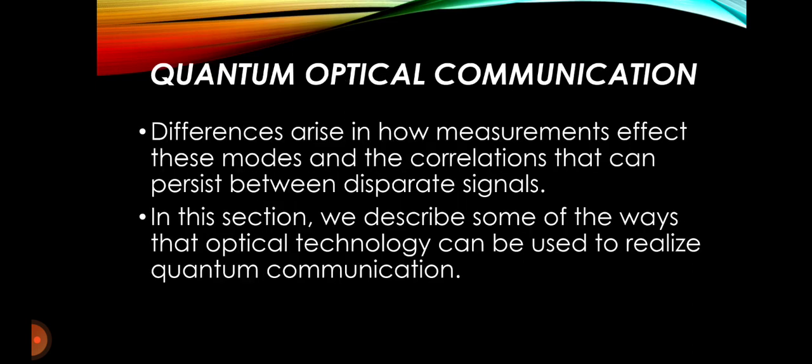Quantum optical communication. Differences arise in how measurements affect those modes and the correlations that can persist between disparate signals. In this section, we describe some of the ways that optical technology can be used to realize quantum communication.